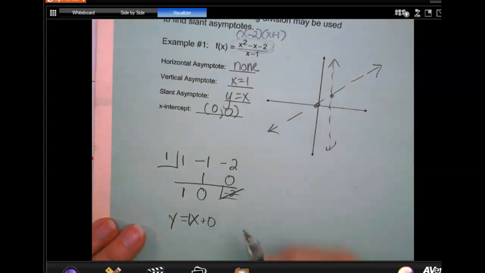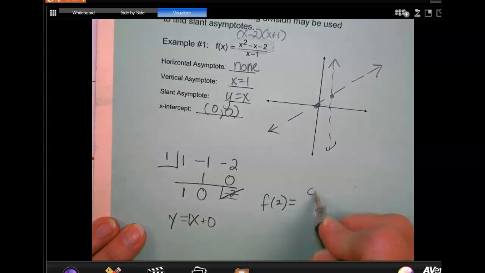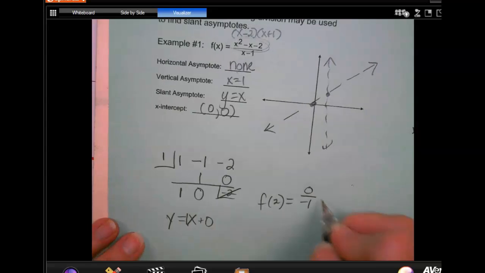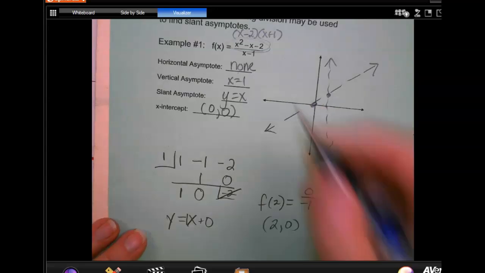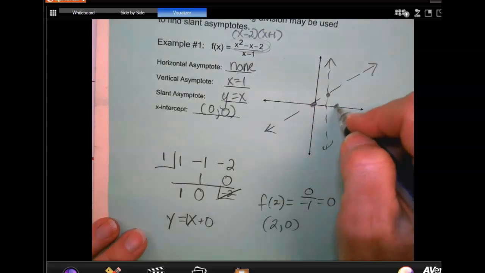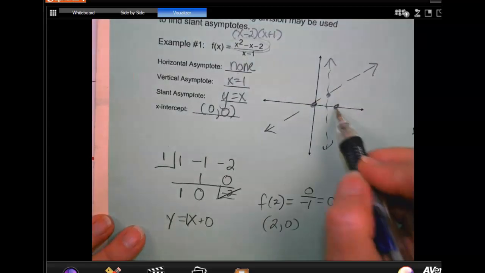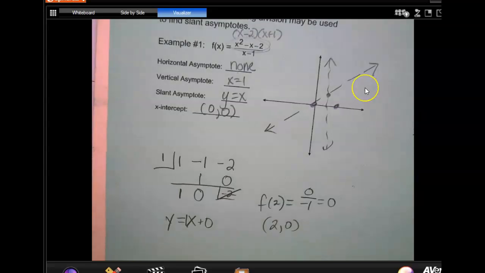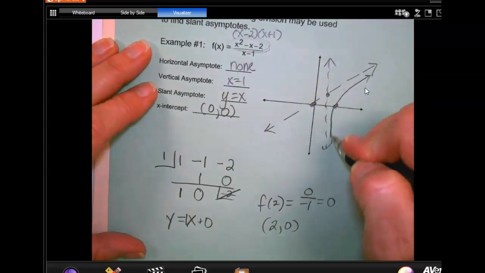Can we try 2? I'm going to do f of 2. If I do 2, I get 2 minus 2, which is 0. So I get 0 on top and -1 on bottom. So I'm going to get 2, 0. So I'm going to go here, 2, 0. So right here is a point, correct? So if the point is here, then that means the branch is in this little quadrant right here. And the slant asymptote is going to work just like the vertical and the horizontal. We're going to go towards the slant asymptote and then toward the vertical asymptote.